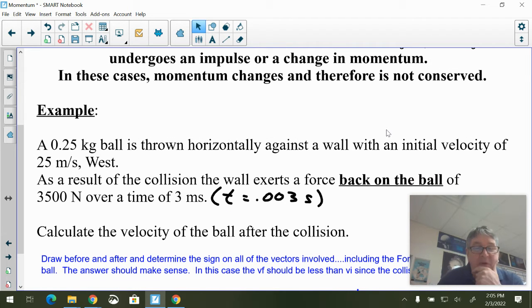So here's the question. Take a minute to pause the video and jot this down. You want to have a good example in your notebook. We're going to take a 0.25 kilogram ball and throw it horizontally towards a wall at a certain speed. It's going to hit the wall, bounce off, and come back. We want to look at what happened as a result of that collision. So again, pause the video, copy this down, and I'm going to work through the problem down below.